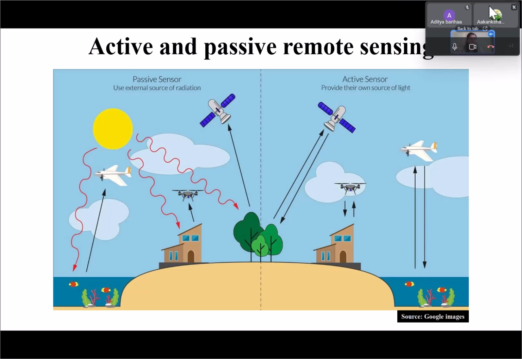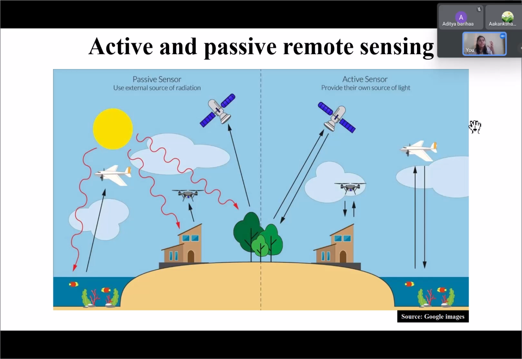And before we understand LIDAR, we have to also understand what is active and passive remote sensing. What we have discussed so far about a sensor sending light and then receiving light back can be based on two different phenomena. One, it is not using its own energy.